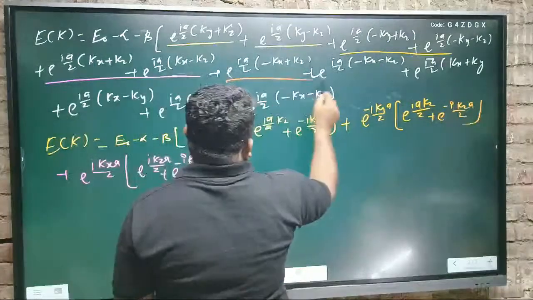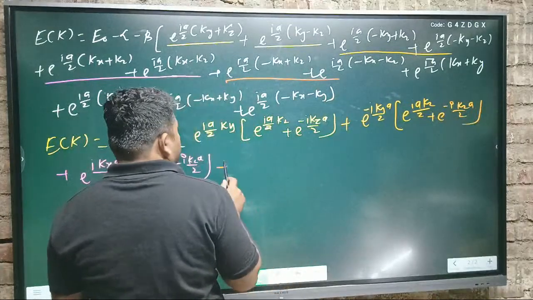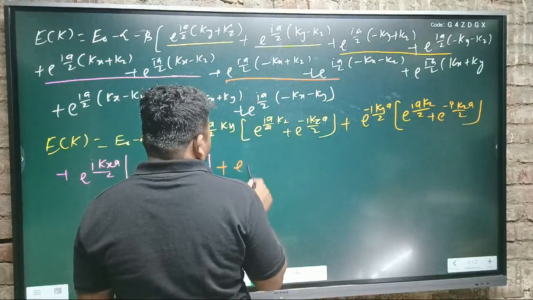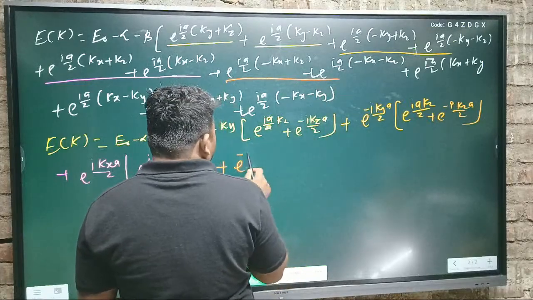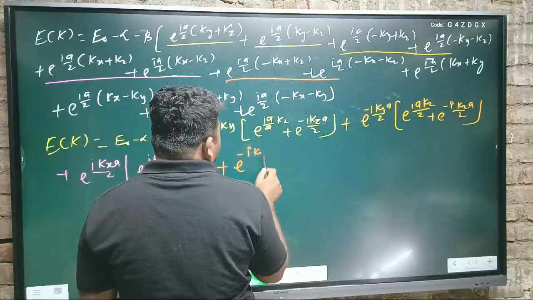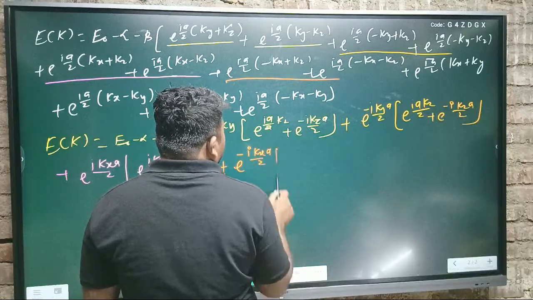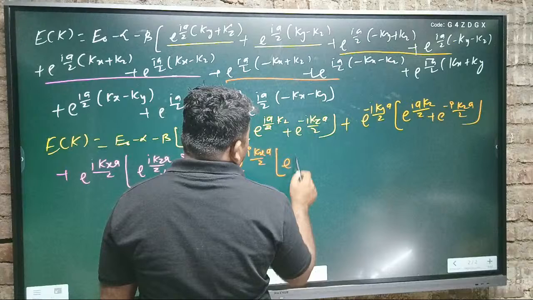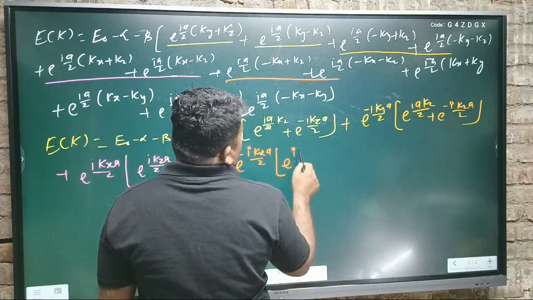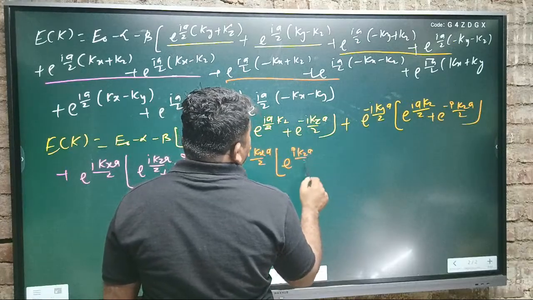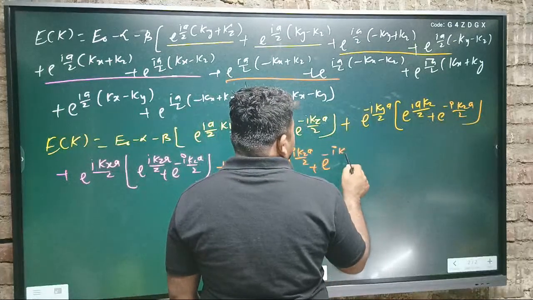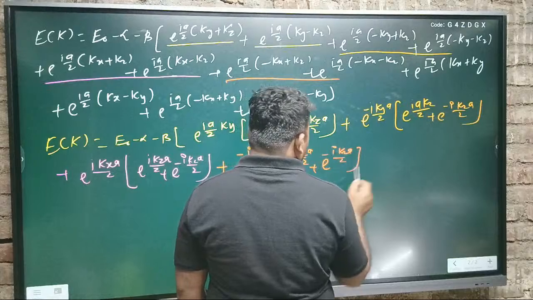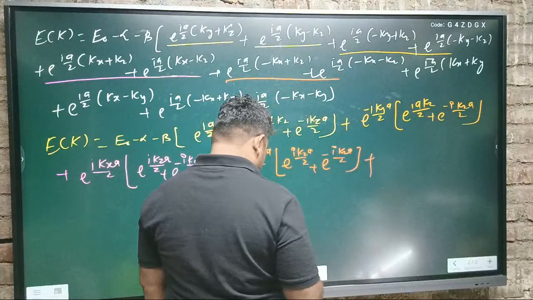Next, from these two terms, plus e to the power minus kx, we can take common out, minus I kxa upon 2. Okay. What is the inside? E to the power I kza by 2 plus e to the power minus I kza upon 2. Got it? Plus. Next.